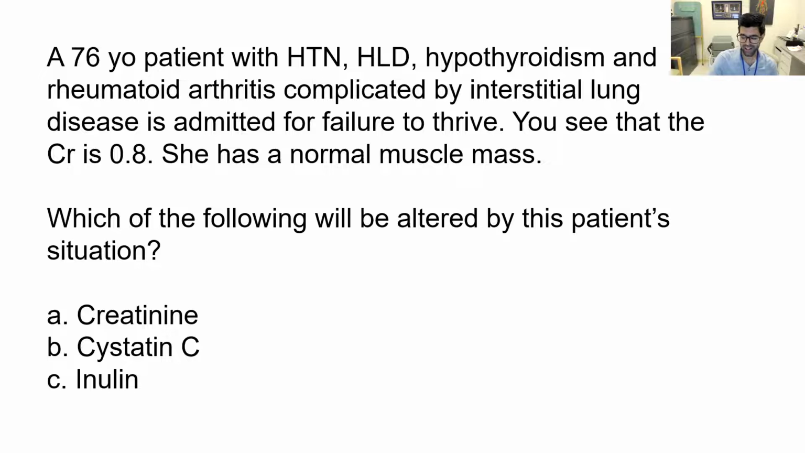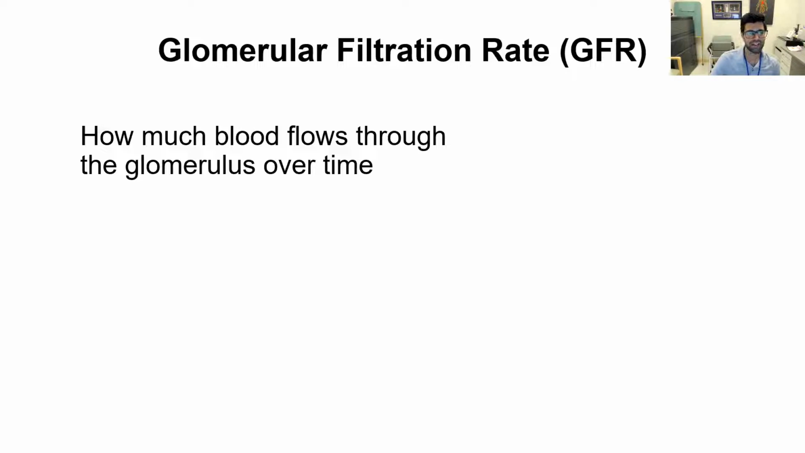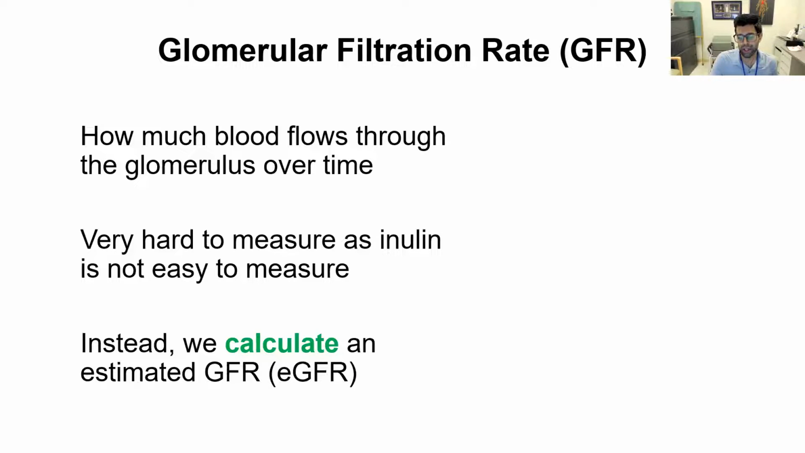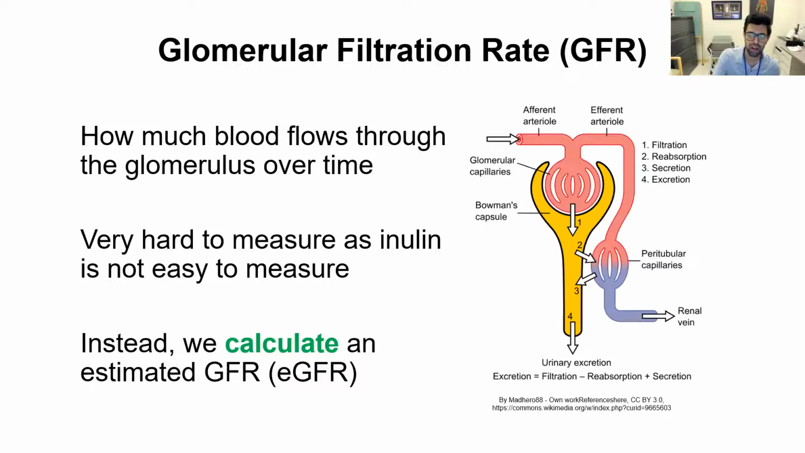Right. So the answer here, clearly I didn't even highlight it, is cystatin C. So we'll go over why. Let's go over GFR first. GFR is how much blood flows through the glomerulus over time, and it's very hard to measure as inulin is not easy to measure. So instead, we end up calculating an estimated GFR. This is an eGFR. We often use them interchangeably in the hospital because no one actually gets a true GFR.